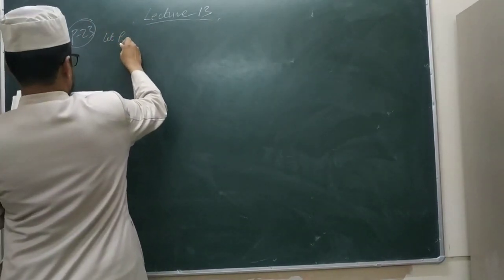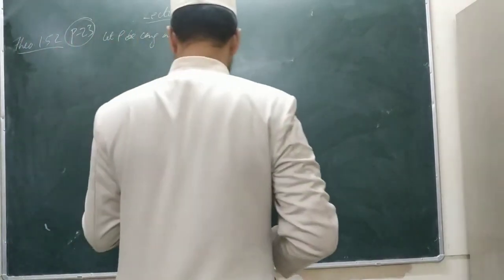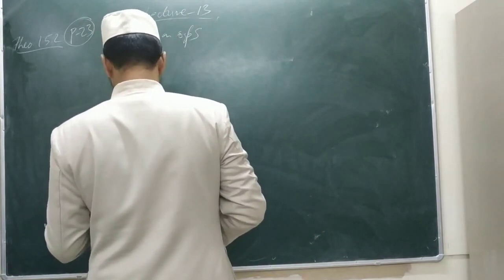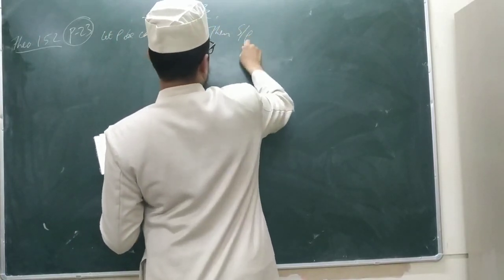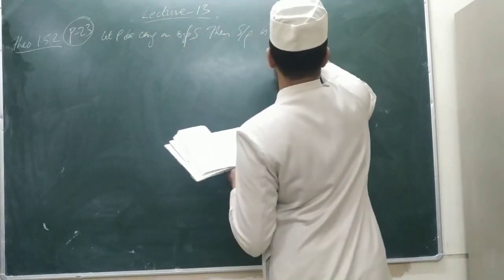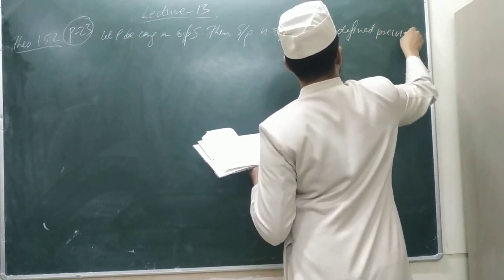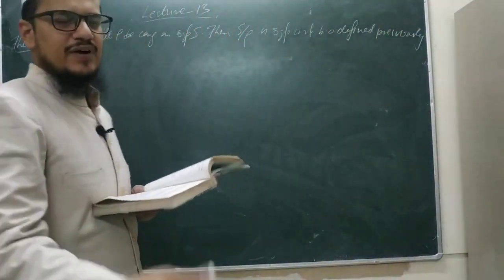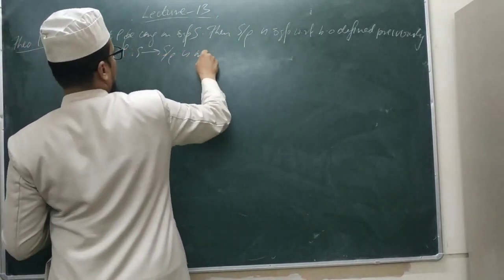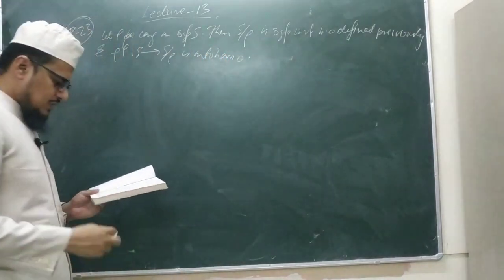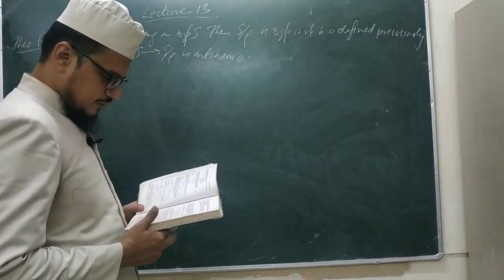So the theorem is: let rho be a congruence on semigroup S, then S/rho is a semigroup with respect to the binary operation defined previously, and rho natural from S to S/rho is an onto homomorphism. These two things we have proved already: S/rho is a semigroup, and rho natural is an onto homomorphism.